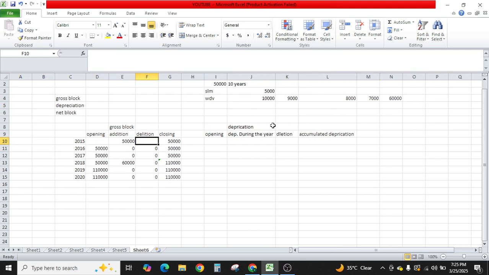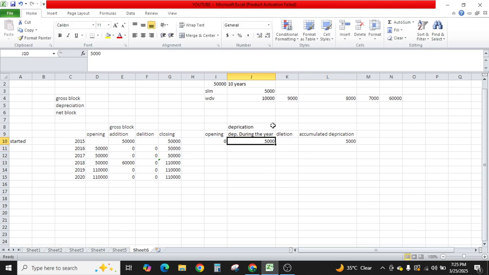Now here we are using SLM only. Let's take an example that a company is using SLM. For opening depreciation, we have assumed that the company started in 2015 only, so there is no opening depreciation, it will be 0. Depreciation during the year for 50k, we have assumed 10 years of life, so it will be 5k. Deletion, nothing. Accumulated depreciation will be 5,000. The formula for accumulated depreciation is opening plus depreciation during the year minus deletion, which is 5k.